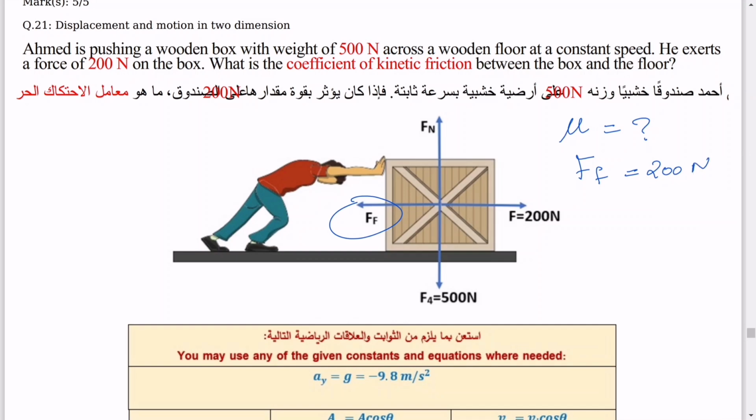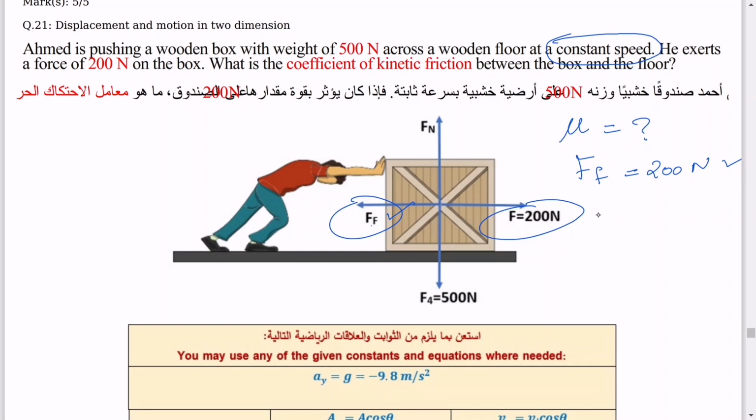So you may wonder, how did we get the frictional force as 200 Newton? That we get from here. See, the box is moving at a constant speed, right? If any object is moving at a constant speed, the opposite forces acting on the object will be equal. So here you can see the force of friction is opposite to this 200 Newton. So the force of friction will be equal to 200 Newton. So now we know the value of the force of friction.